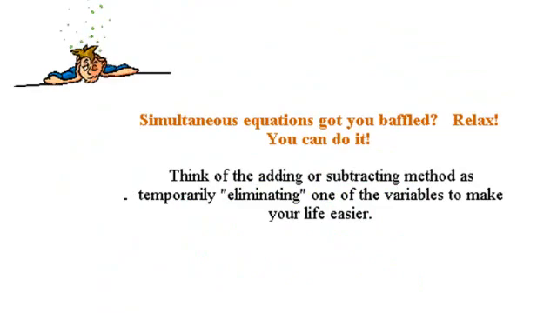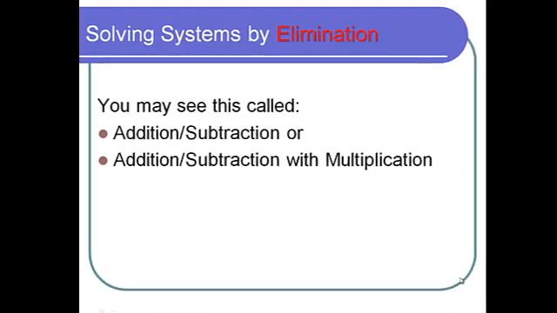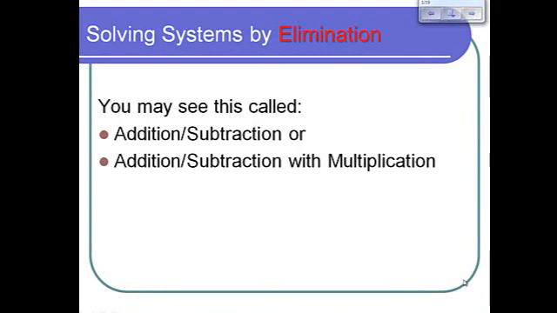Simultaneous equations, that's another word for a system of equations. They got you baffled? Relax, you can do it. Think of the adding or subtracting method, also known as elimination, of one of the variables to make your life easier. So our second method is solving a system of equations by what we call elimination.